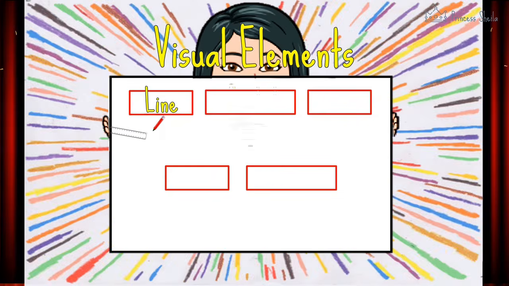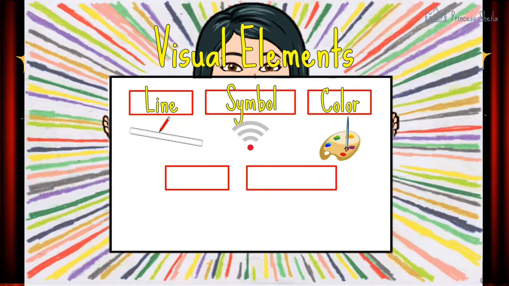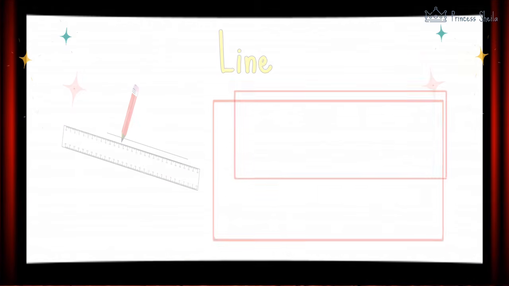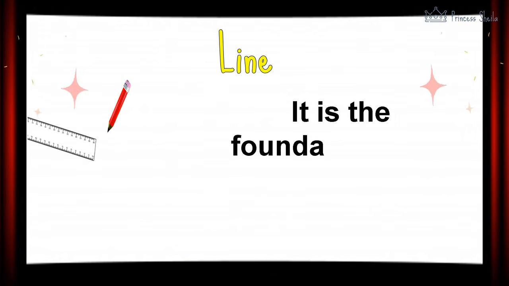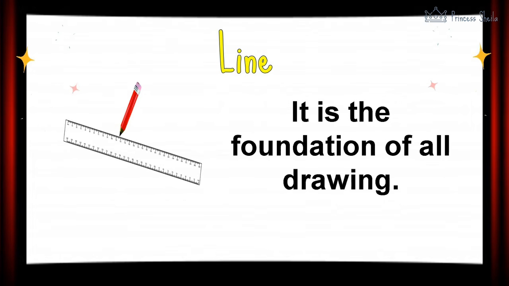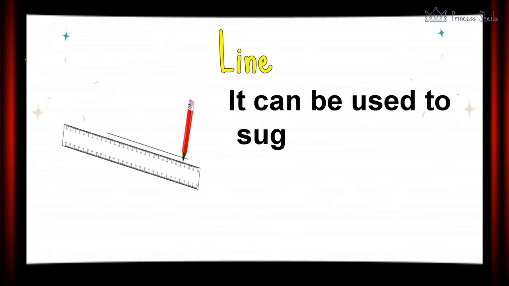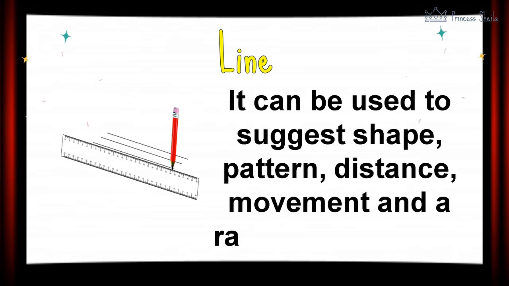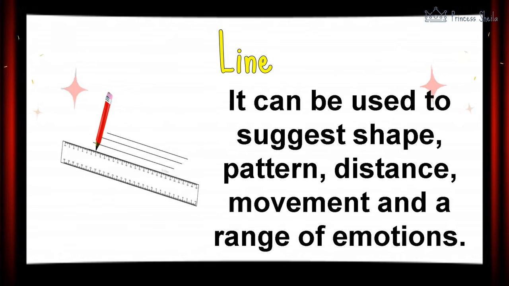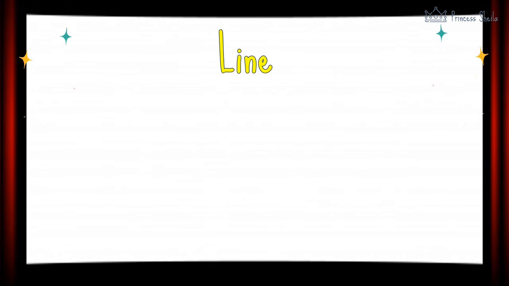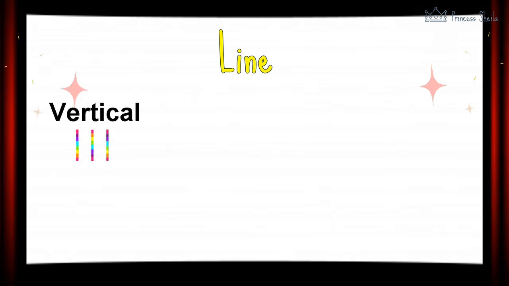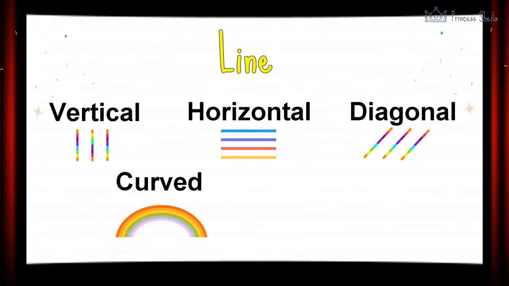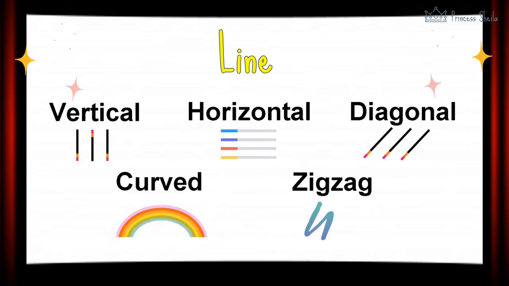The visual elements are line, symbol, color, gaze, and framing. First is line. Line is the foundation of all drawing. It can be used to suggest shape, pattern, distance, movement, and a range of emotions. Here are the different types of line: vertical lines, horizontal lines, diagonal lines, curved lines, and zigzag lines.